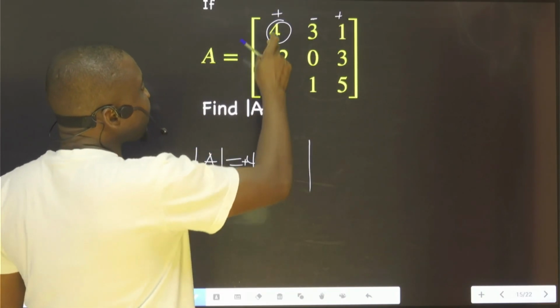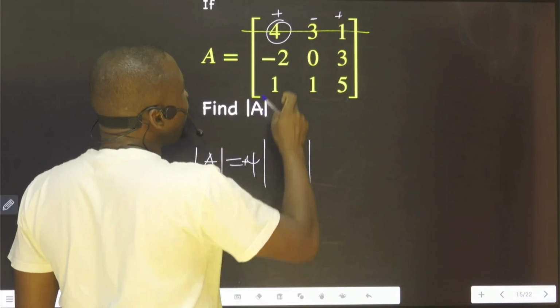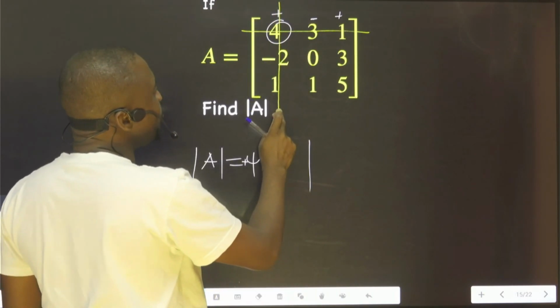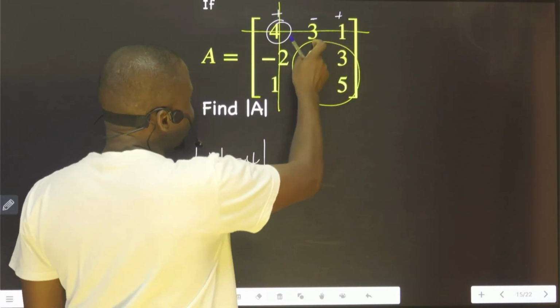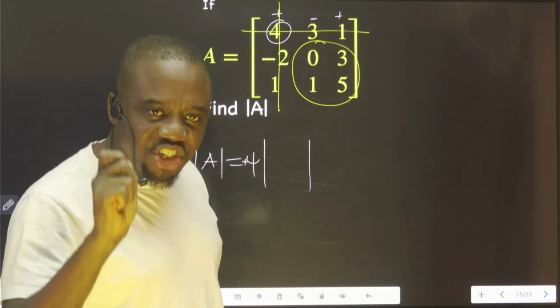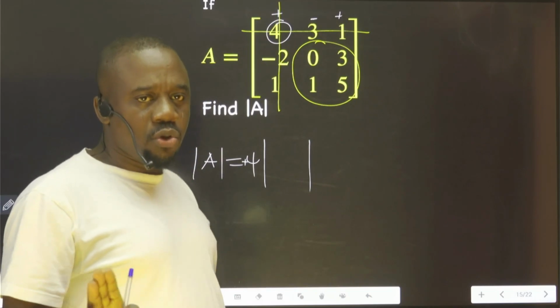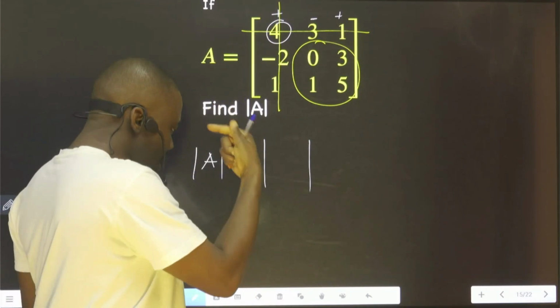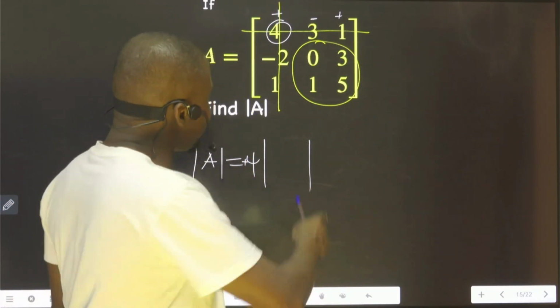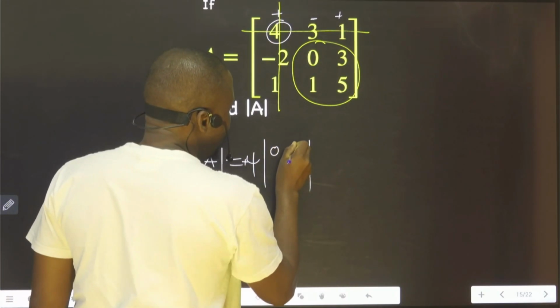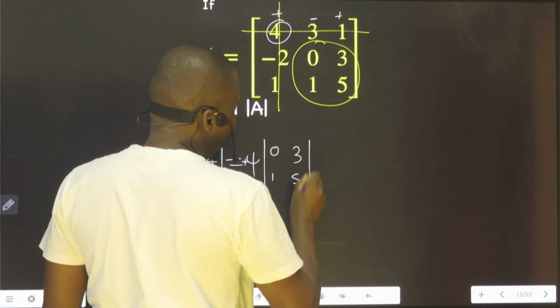Next is whatever is on this row you remove, whatever is on this column you remove. What is remaining is this. That is, whoever is sharing a column with this 4 is out. Whatever is sharing a row with the 4 is out. What is remaining? That is 0, 3, 1, and 5.